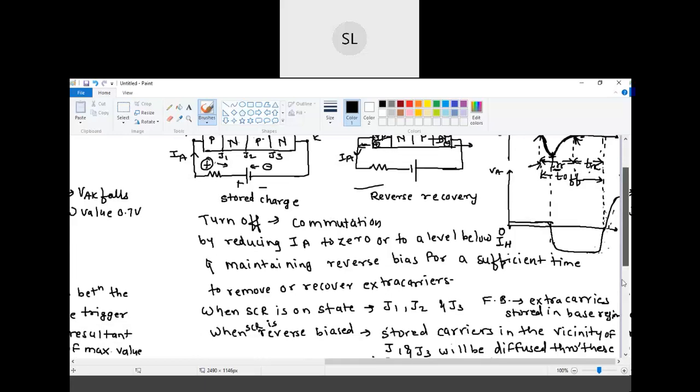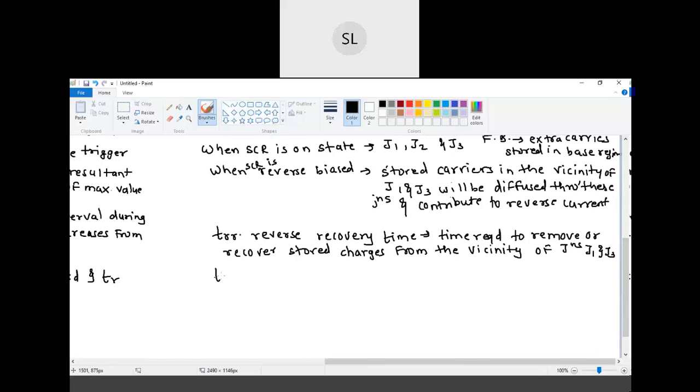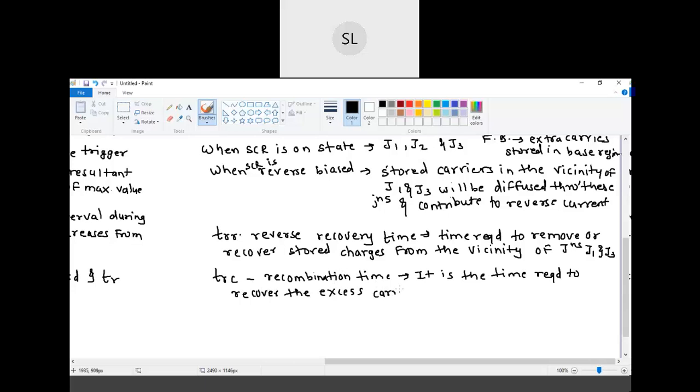Okay, so the next one is the recombination time. So what do we mean by the recombination time? It is the time required to recover the excess carriers at junction J2.